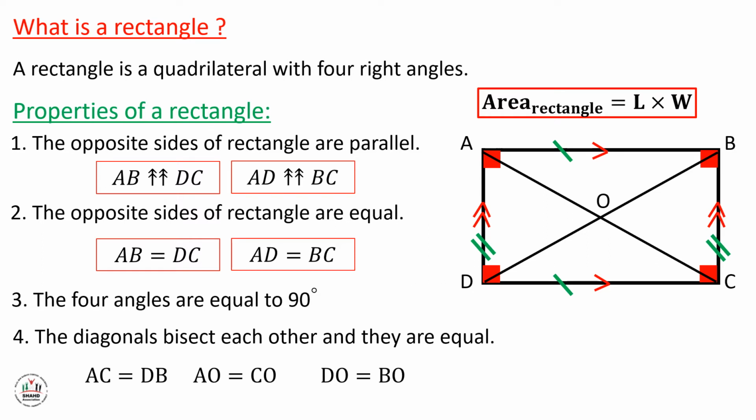The area of a rectangle equal to the length times the width. So AB times BC or AD times DC.